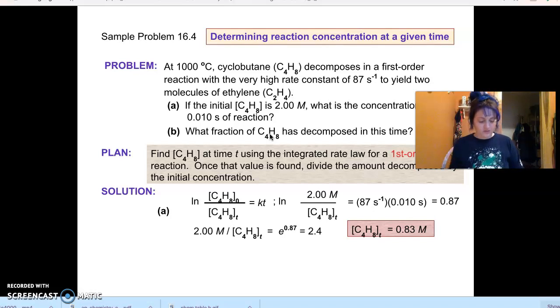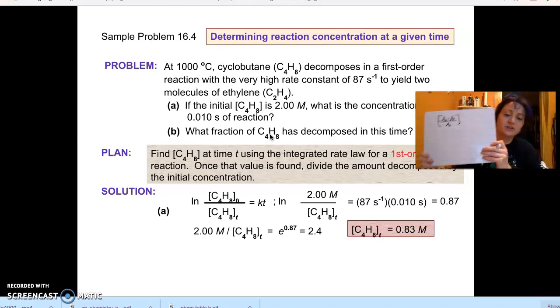All right, so for part B, what fraction of C4H8 has decomposed in this time? Now they're asking us for a fraction decomposed. So really they want us to look at A naught minus A t over A naught.